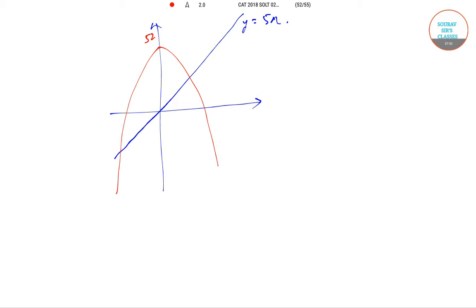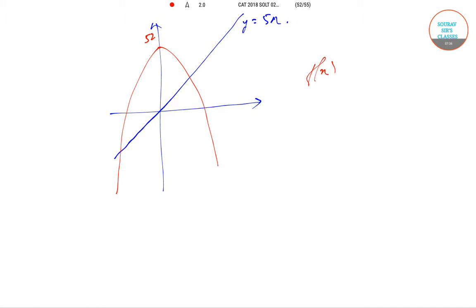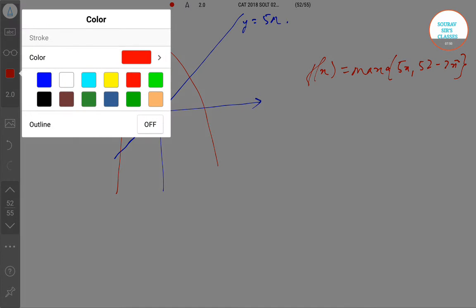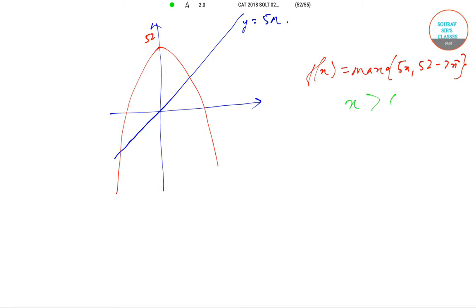So the maximum portion of that graph now would have been, since we have been given that f of x is equal to the maximum of 5x and 52 minus 2x square. Okay, so this is what we need to find out. So the maximum portion of that curve will be given by, let me use another ink over here, and since we have been given that x is a positive number, so we basically take that x is greater than 0. So we'll neglect this entire portion. So the only portion that we'll consider will be this very part.